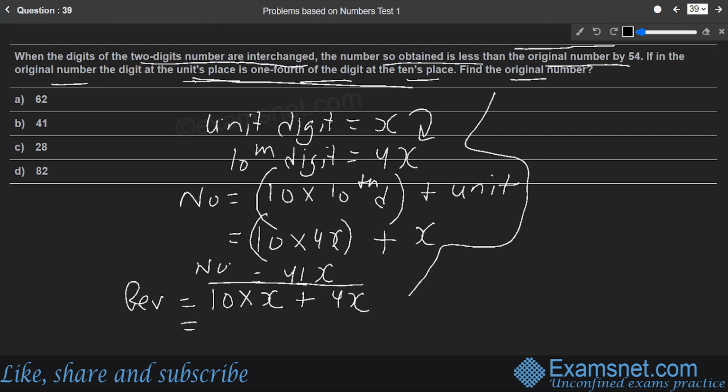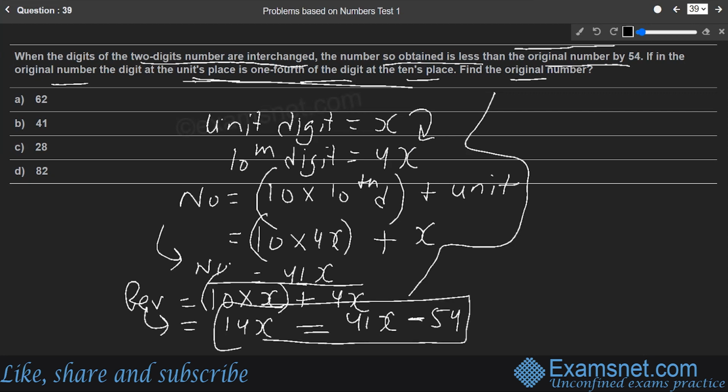If we solve this, it comes out to be 10x plus 4x, which is simply 14x. So the reverse number can be represented by 14x. The original number can be represented by 41x. Then he says that by interchanging, the number so obtained, that is this 14x, is less than the original number by 54. So 41x minus 54 is equal to 14x. This is the equation that we are supposed to solve.